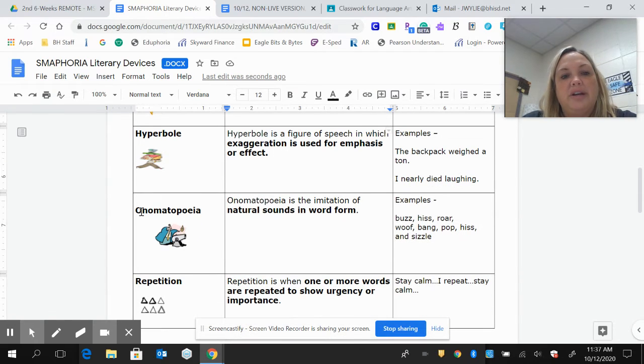The next one starts with an O, onomatopoeia. That's the O in Smaphoria.